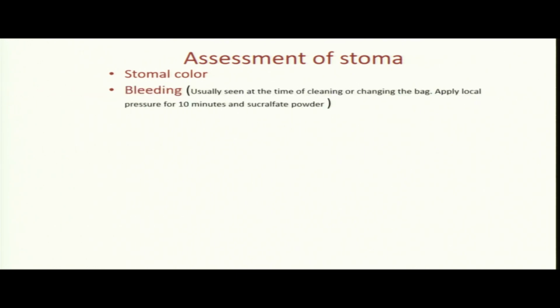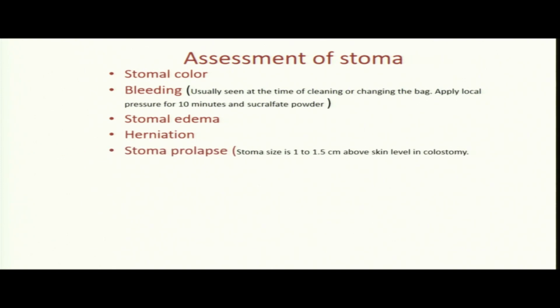How do we assess the stoma? Color, as I mentioned, is anything between pink to dark red, and it should be shiny. Assess for bleeding, usually seen at the time of cleaning or changing the bag. Apply local pressure for 10 minutes and sucralfate powder. Stomal edema is the initial reaction to these procedures, and you can see that the patient will have stomal edema. There may be herniation also, and there may be stoma prolapse.